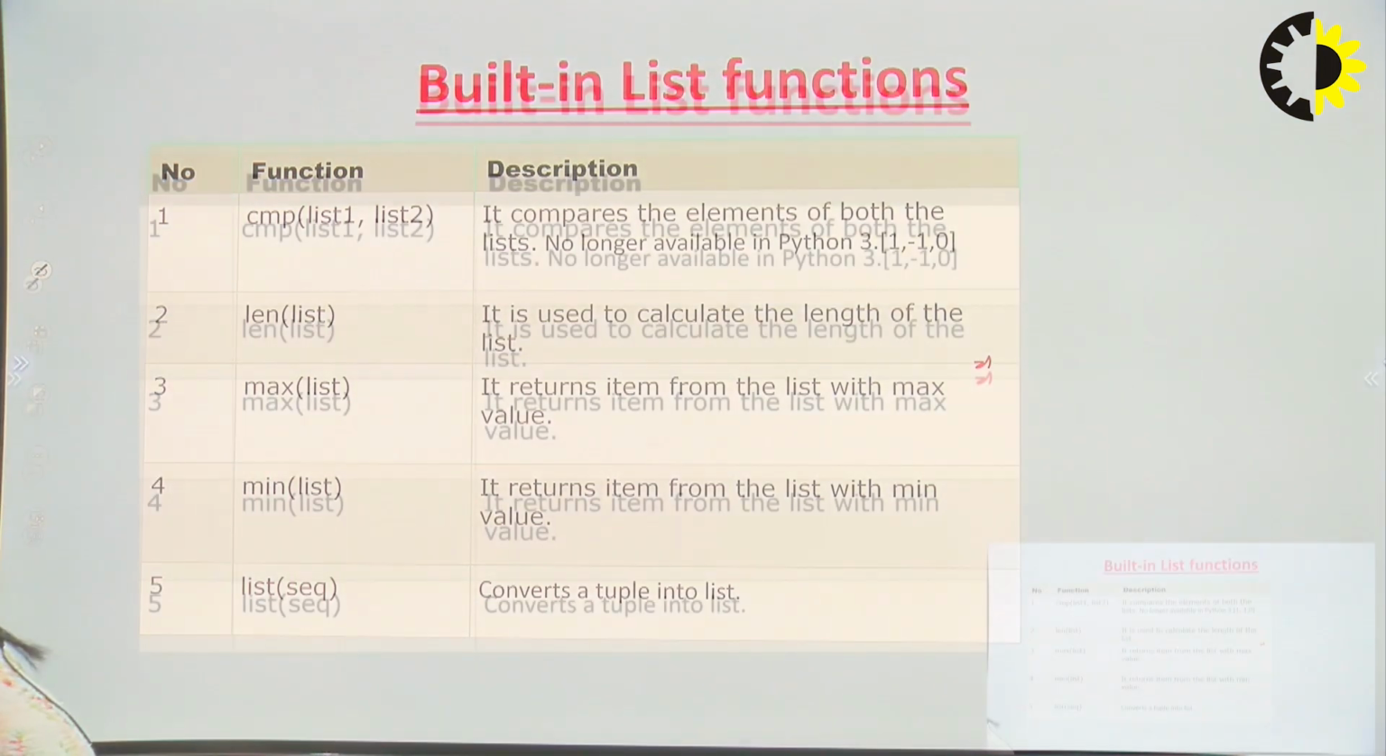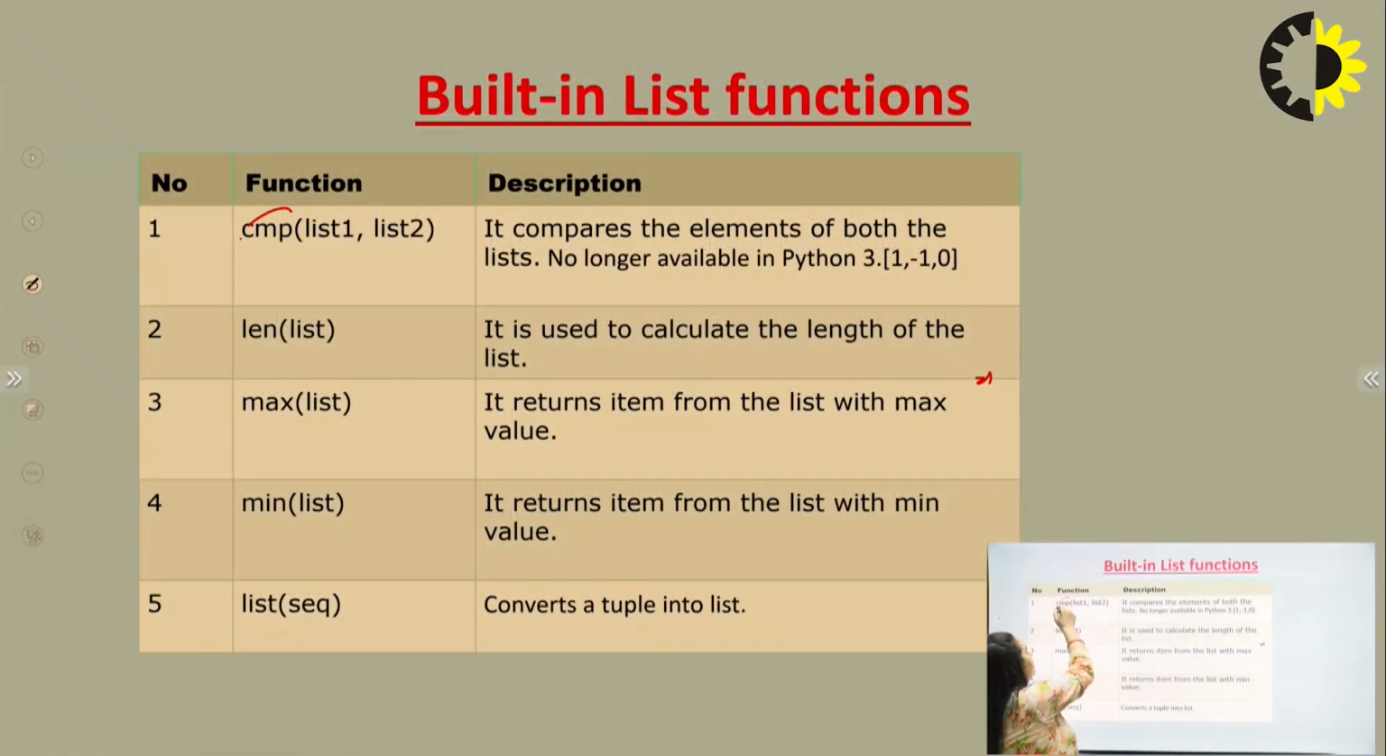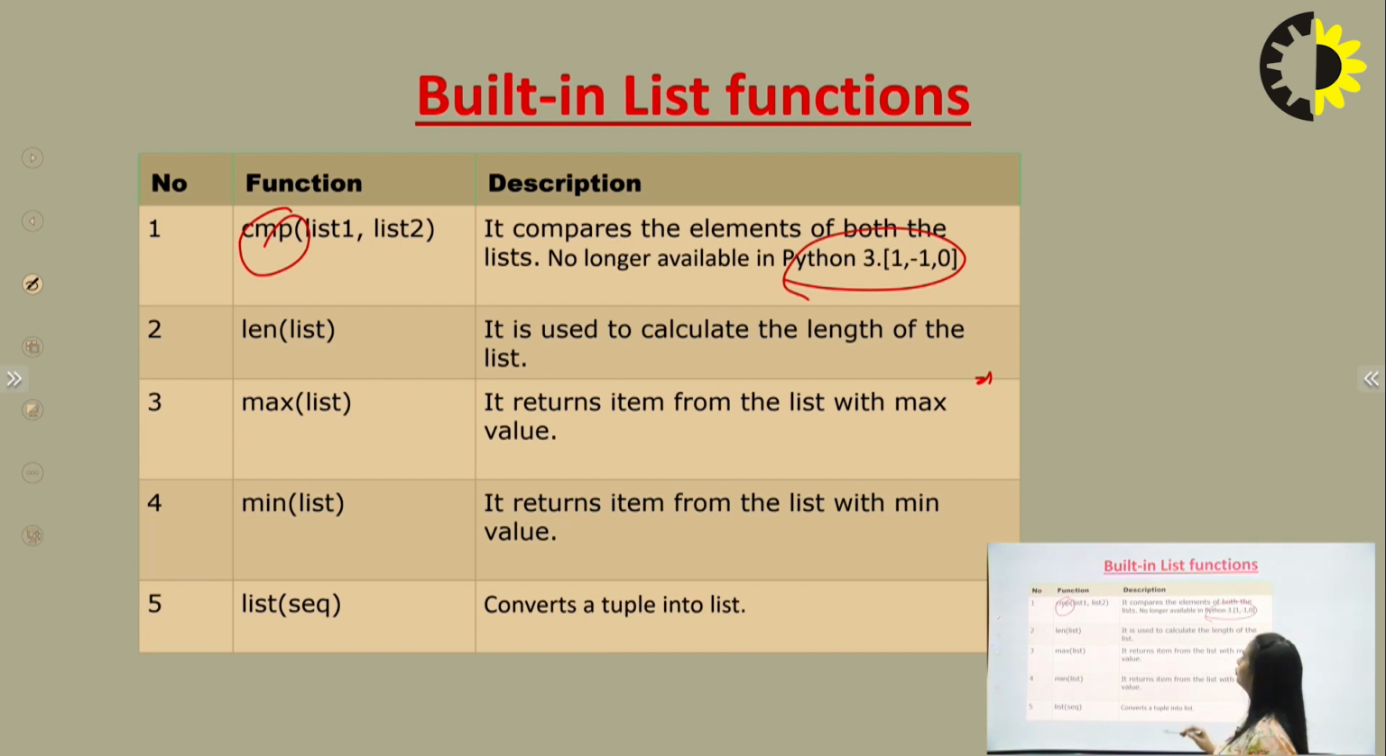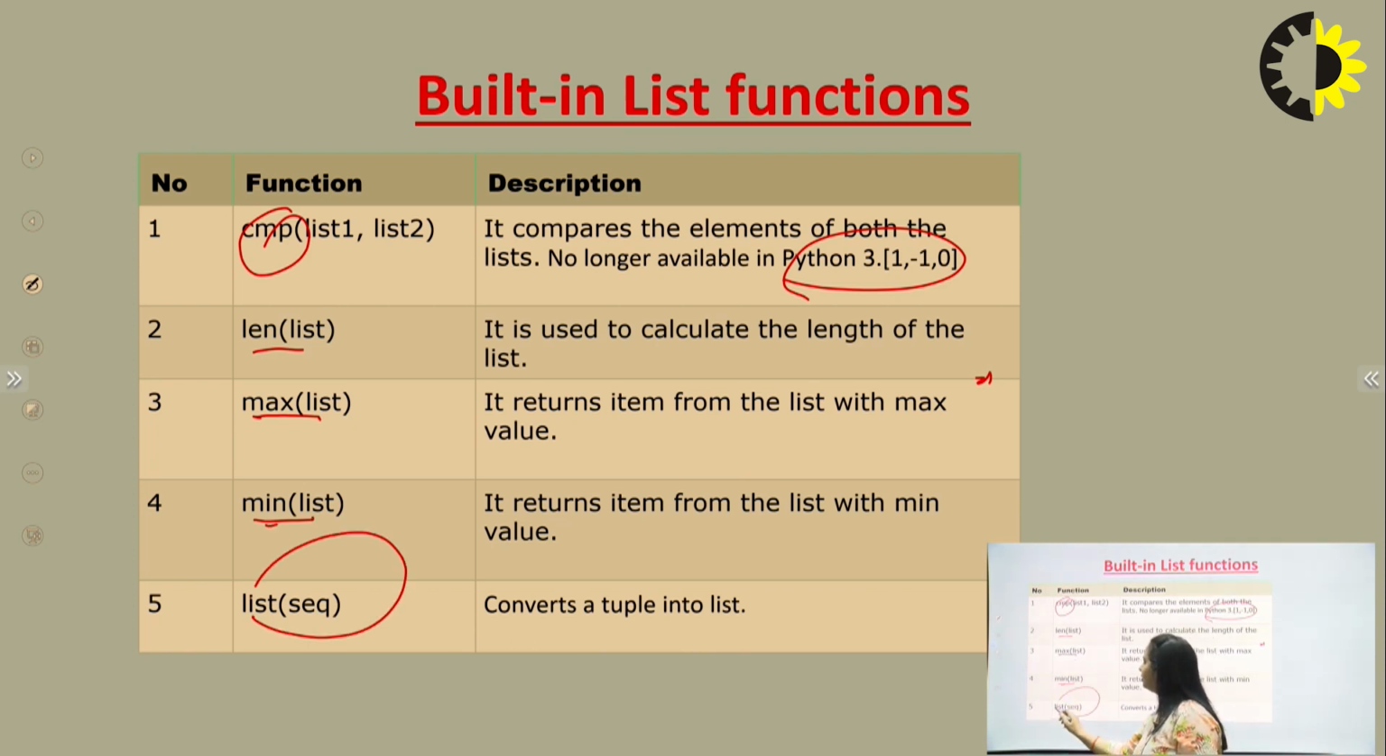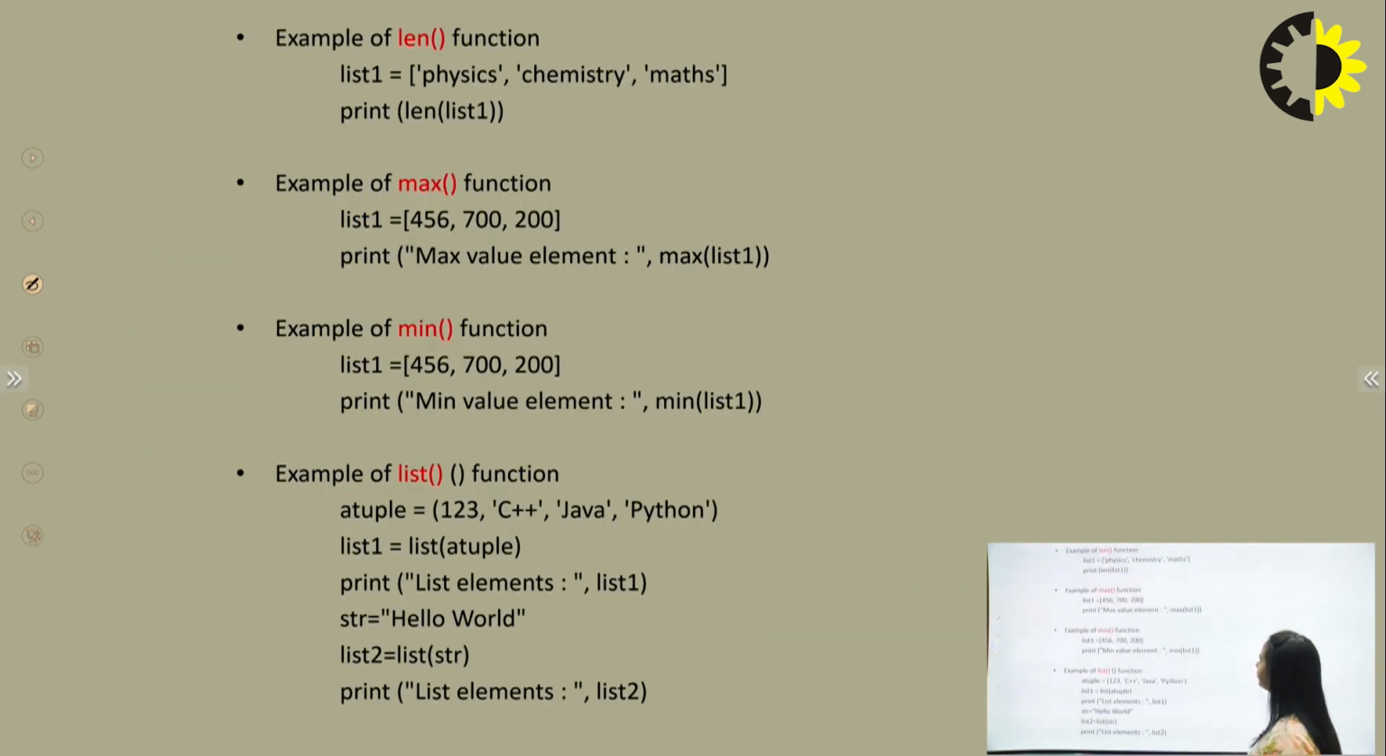Some built-in functions are there, like cmp. This is used for comparing, but now in Python 3 this will not work. This is available only in the Python 2.x version. Next, length of the list, maximum value of the list, minimum value of the list, and list, with the help of which we can convert any sequence into the list data type. These are the examples of these functions.